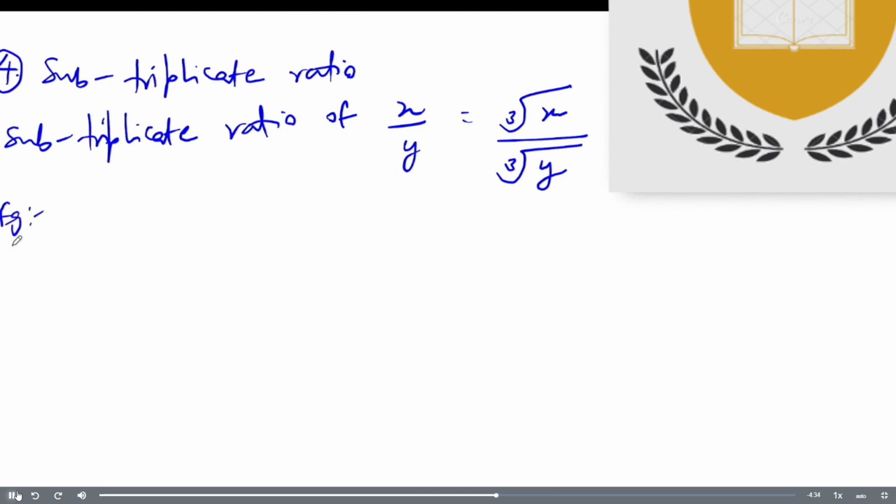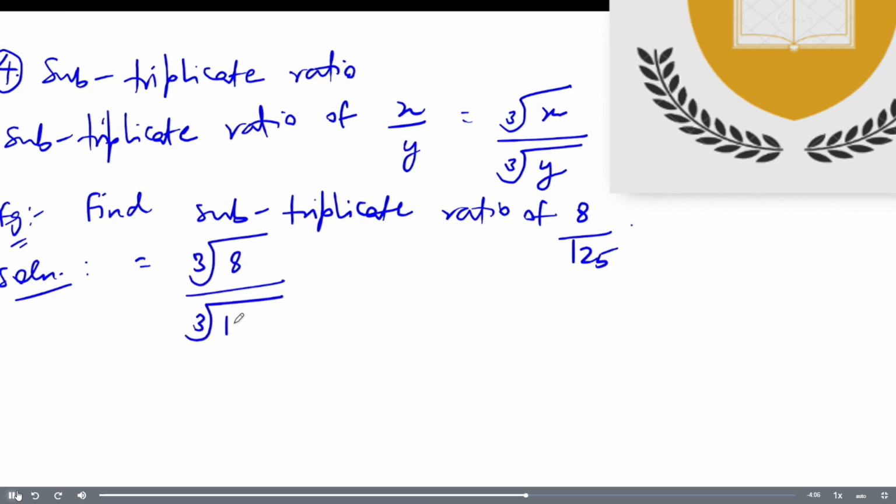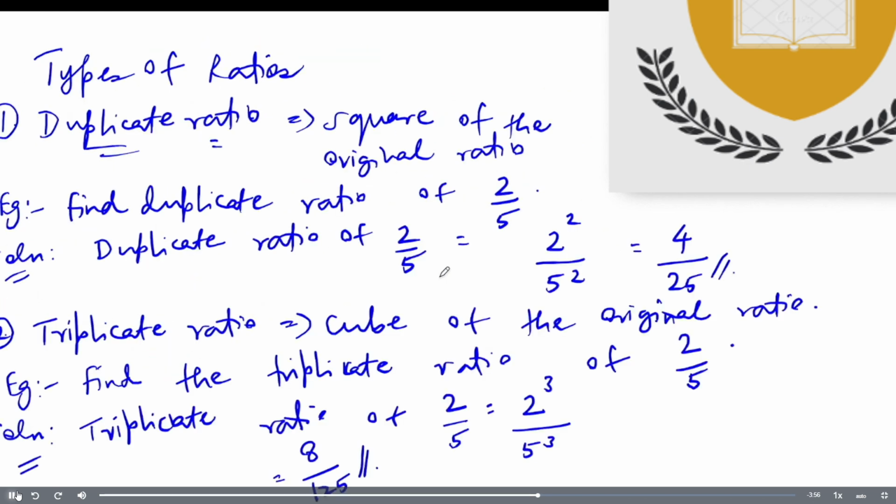Let's take one example. Find the sub-triplicate ratio of 8 by 125. The answer is cube root of 8 by cube root of 125, which is equal to 2 by 5. That's the answer. Please make a note of all this.